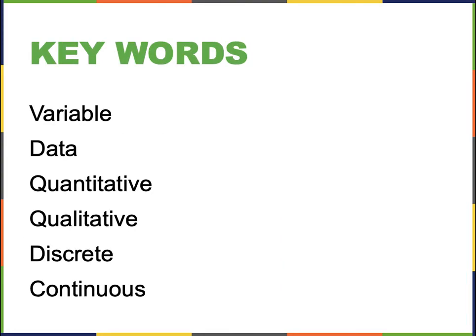These are the key words that we'll talk about in this video. Make sure that you know what these words mean and you know how to use them. So we're going to talk about what a variable is, data, quantitative, qualitative, discrete, and continuous.